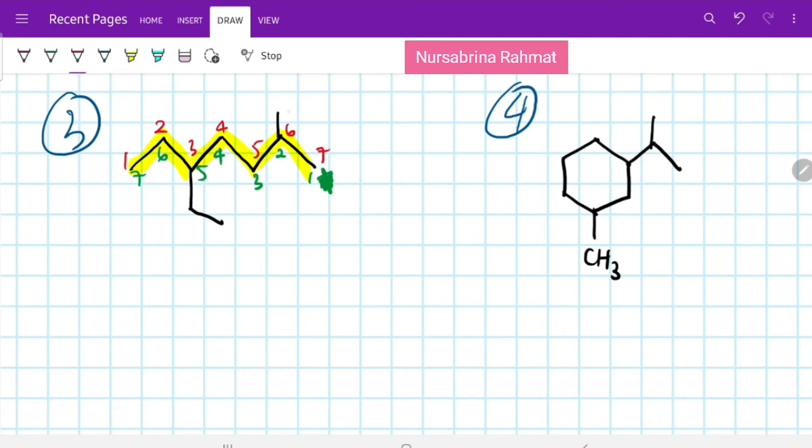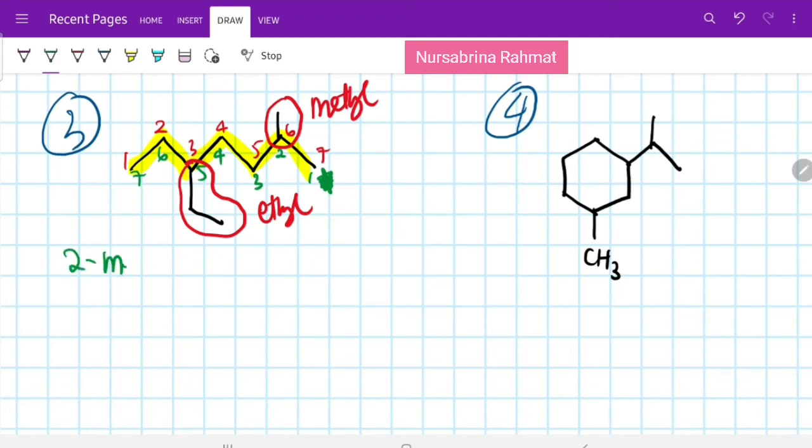So my first substituent here is methyl, at carbon number 2, and at carbon number 5, this is my ethyl. So this compound is actually 2-methyl-5-ethylheptane. Alright, let's move on to another example.